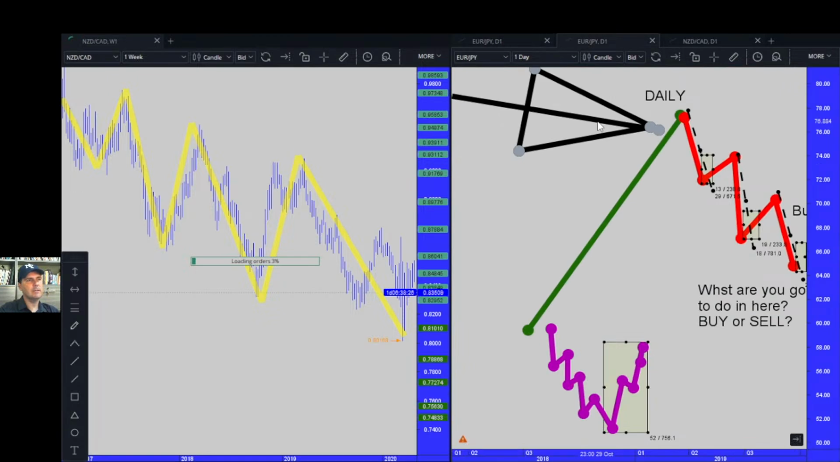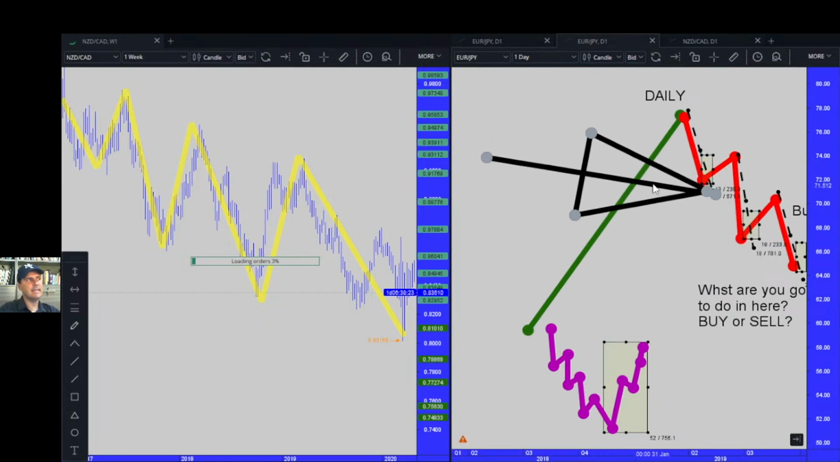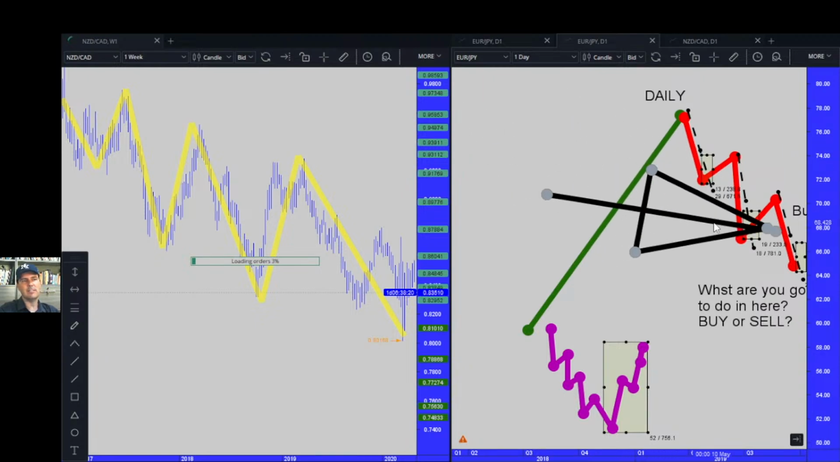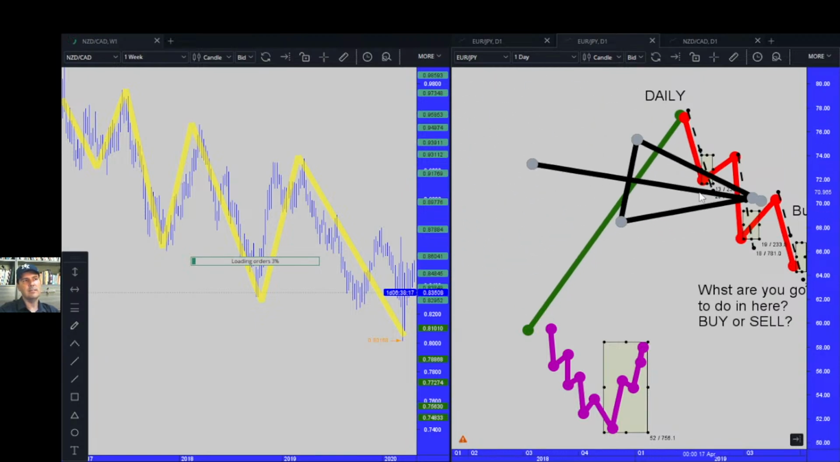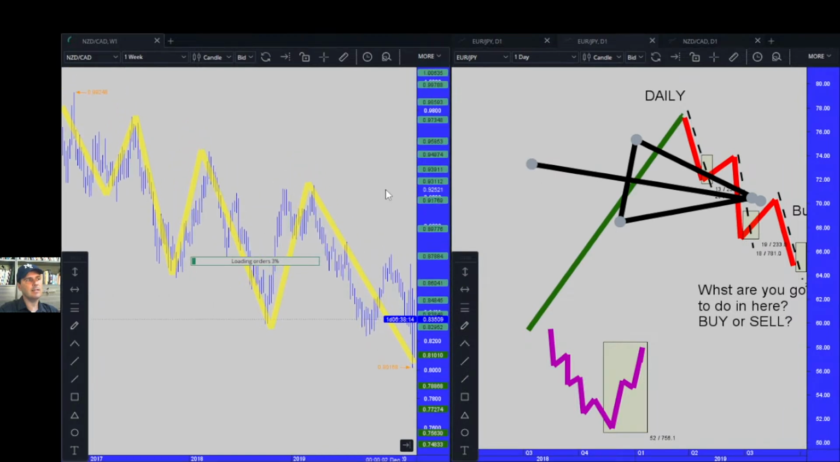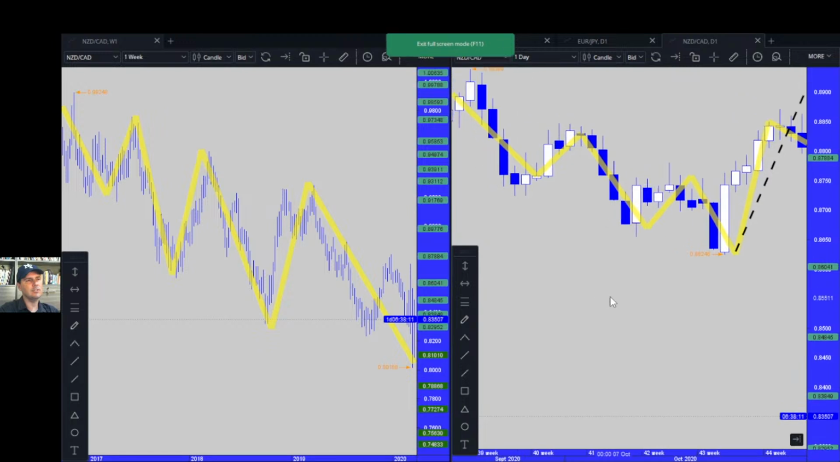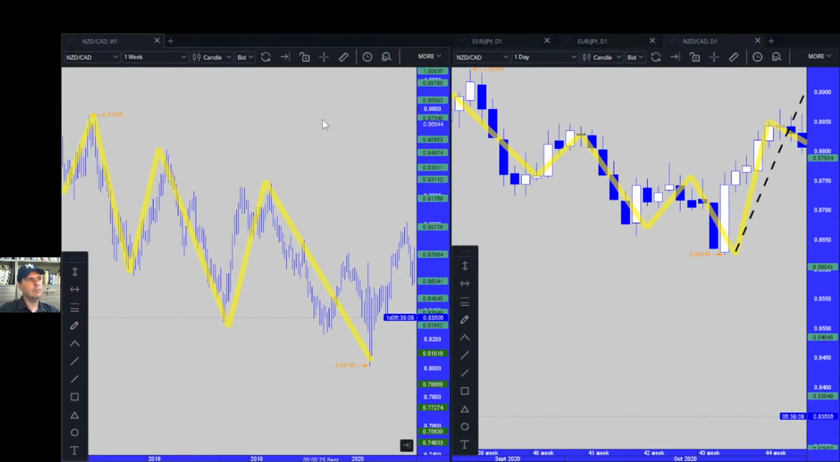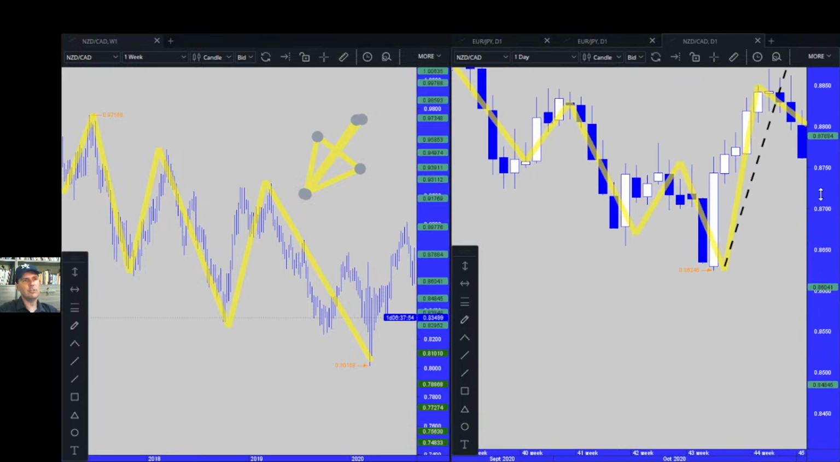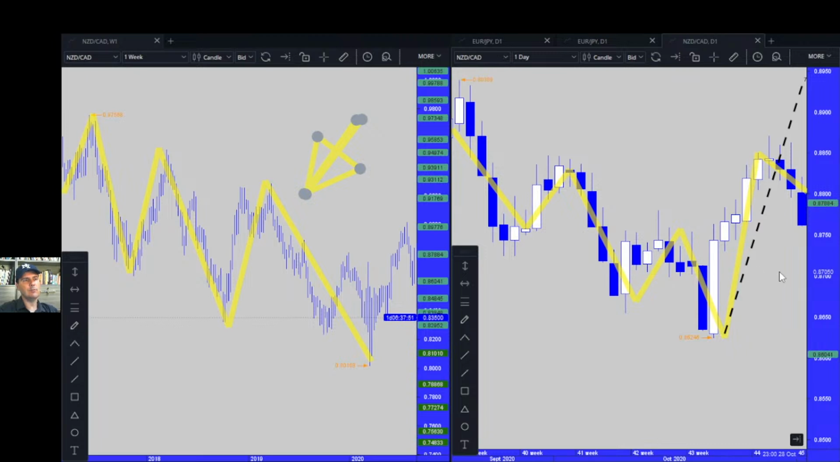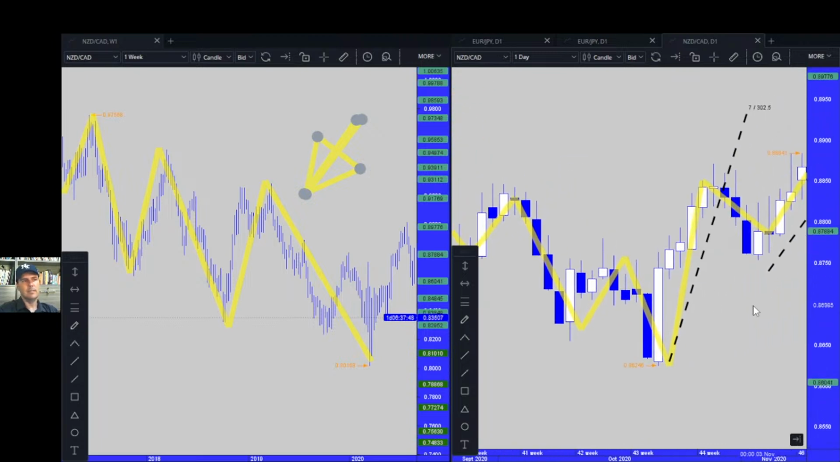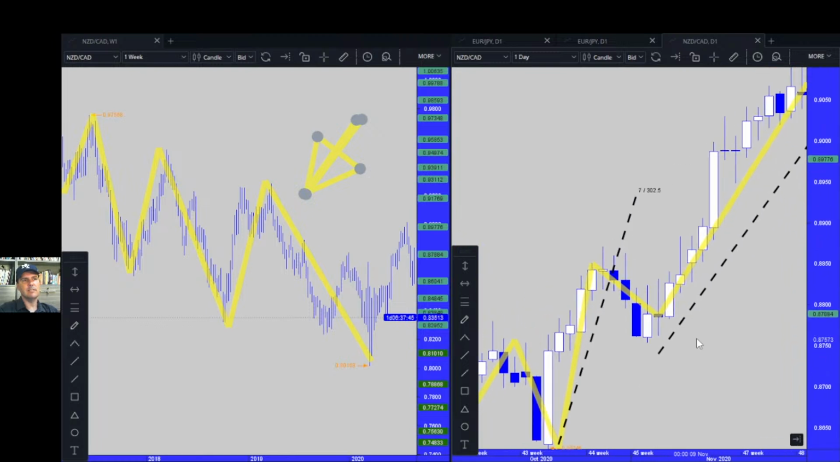The market's making lower lows, lower highs. In NZD CAD it's just in reverse. It's making higher highs, higher lows, but I'm focusing on the green. So I'm focusing on the down market structure on NZD CAD here, and I'm thinking, well, the market eventually is going to reverse because it's a down market structure, it's a down market wave.